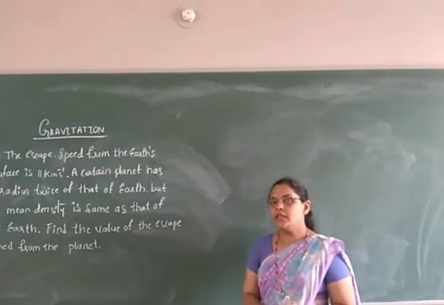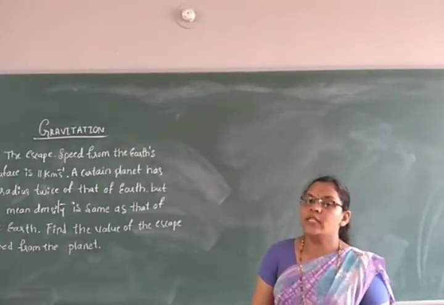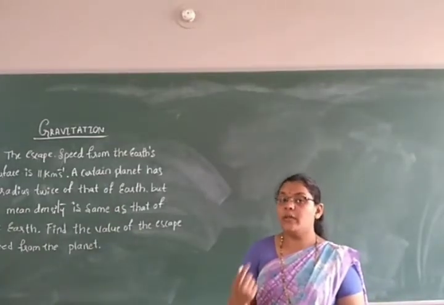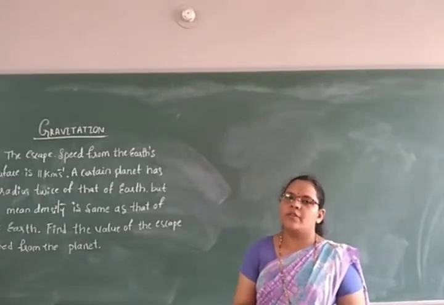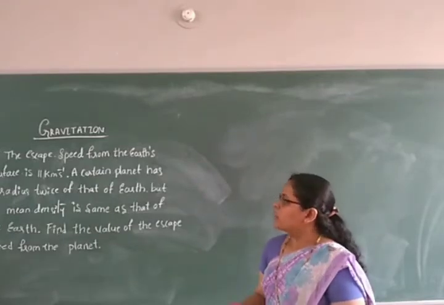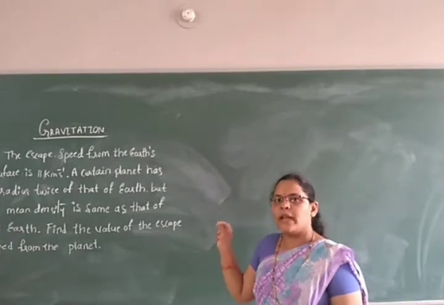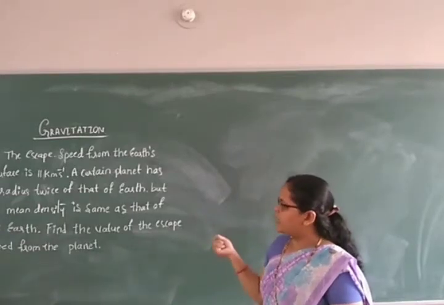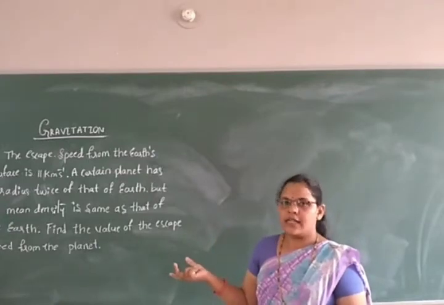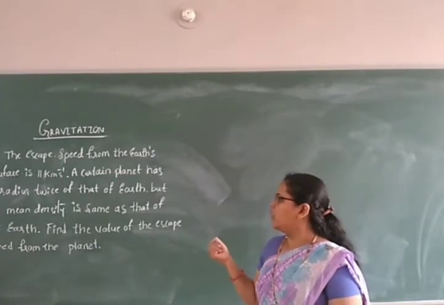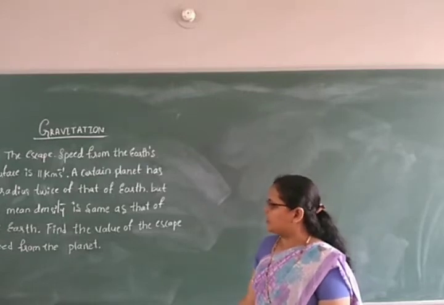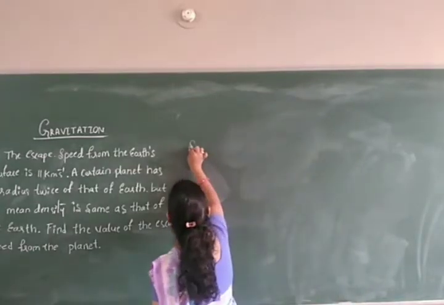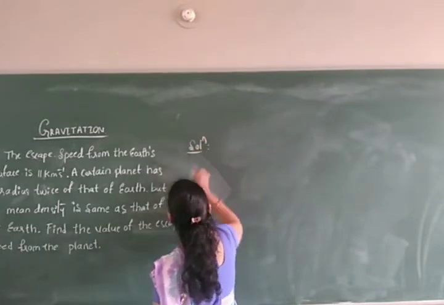So we have the earth surface here. How much escape speed will be there if an object is on the surface of the earth? That we know from the previous class. Based on that, they have given one more planet. Its density is the same as that of the earth, and the radius is twice that of the earth. So what we need to find out here is the value of escape speed from the planet. So let us go ahead with the solution of this problem.